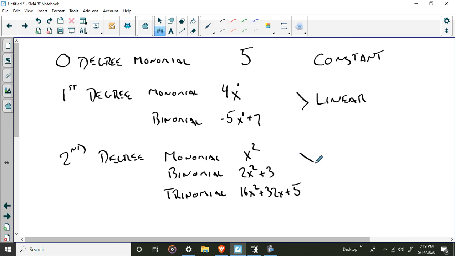And all 3 of these, again, a term we should know, since they are raised to the second power, they are squared. We call those quadratic. Okay, so anything that's raised to the second degree, to the second power, we call quadratic.